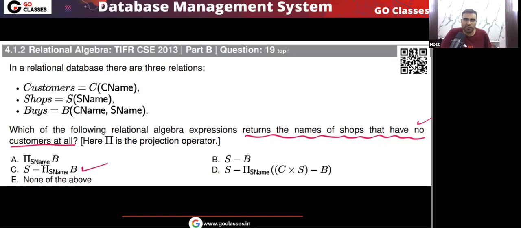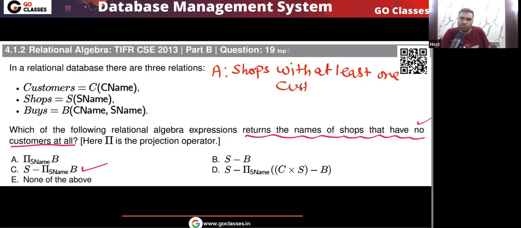What about option A? What is option A giving you? Let me know one by one. You can see this is giving you shops with at least one customer. Yes or no? Shops with at least one customer. This is your option A.